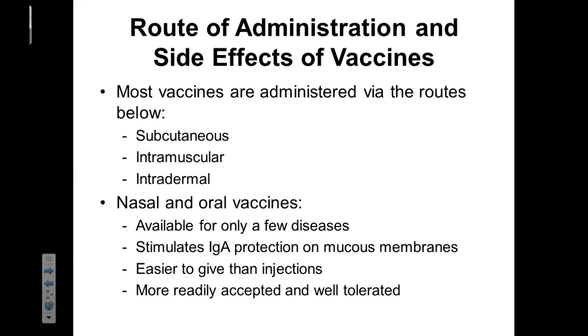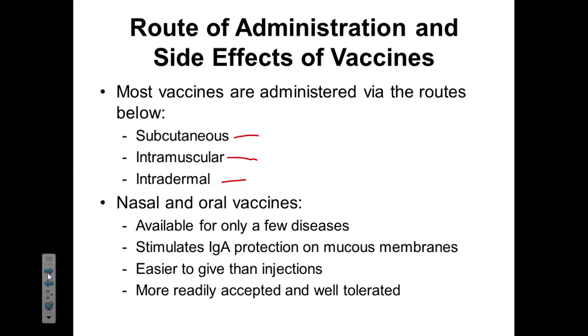There are some side effects of vaccines that are worth talking about. Vaccines, generally speaking, are going to be administered subcutaneously, intramuscularly, or intradermally. So they're going to be injected into the superficial body fat, they're going to be injected into a muscle, or they're going to be injected into the skin on the surface.